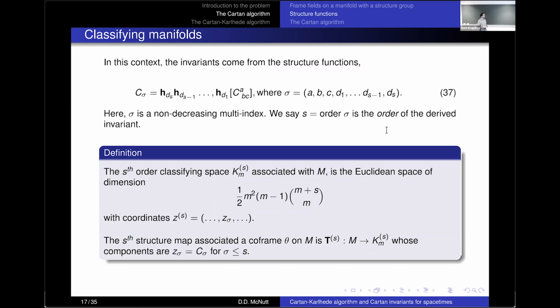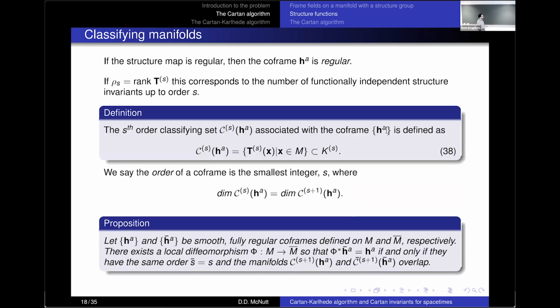And the S structure map that goes from the manifold into this classifying space is a map where each of the components of this map are Z sigma, which is C sigma, where the order of sigma is less than or equal to S. So this is a way of just keeping track of invariants and ordering them. It's just a little bit of accounting. And we can make a map from the manifold into a bigger Euclidean space in this way. And the map is important to us because we're going to ask that it's a regular map. So if the structure map is regular, this is saying that the number of functionally independent components doesn't change from point to point. We'll say the coframe is regular.